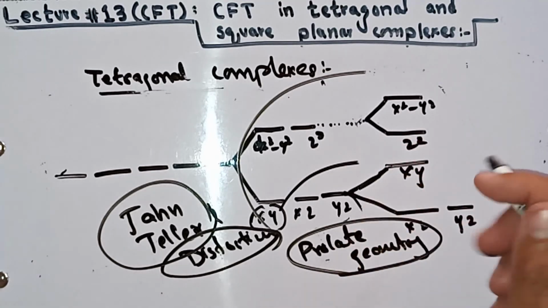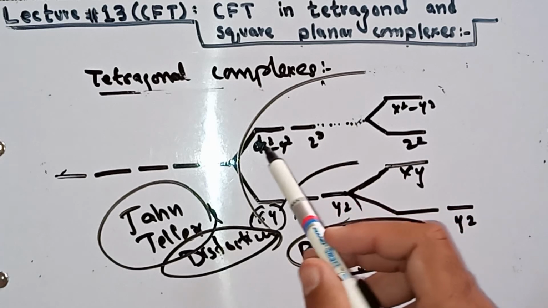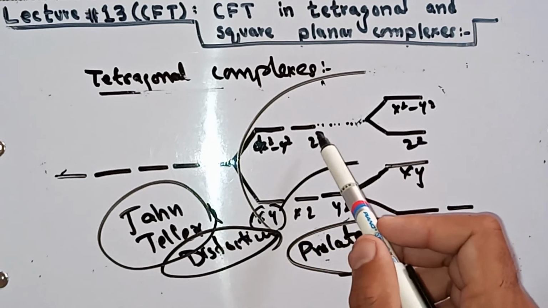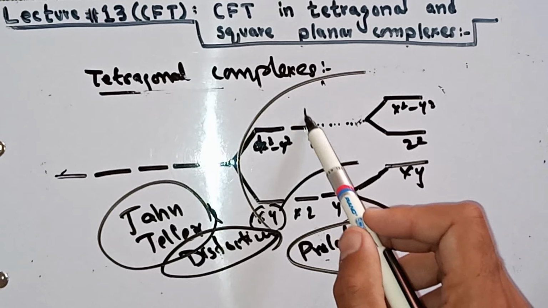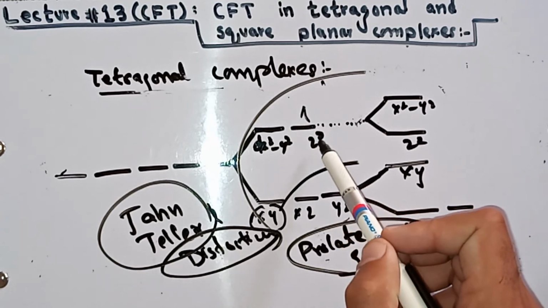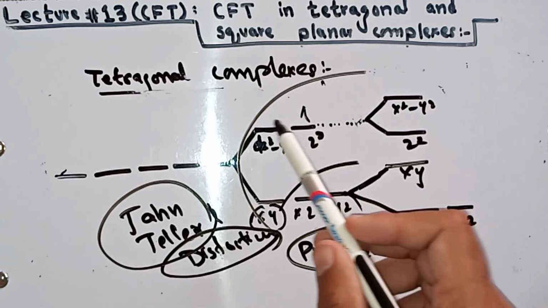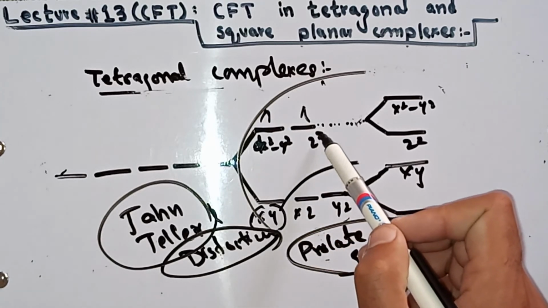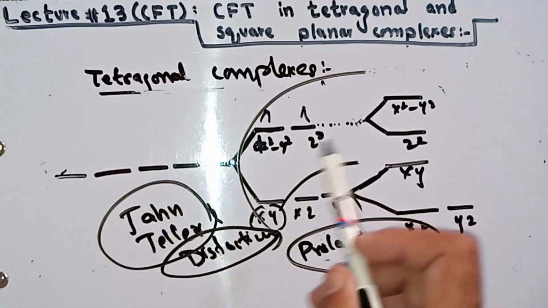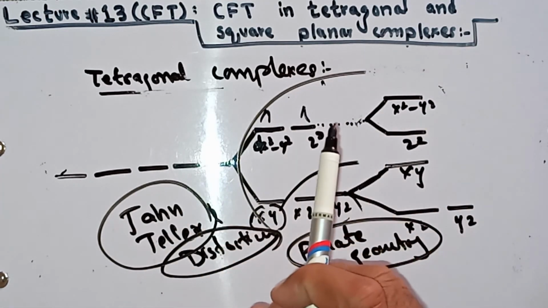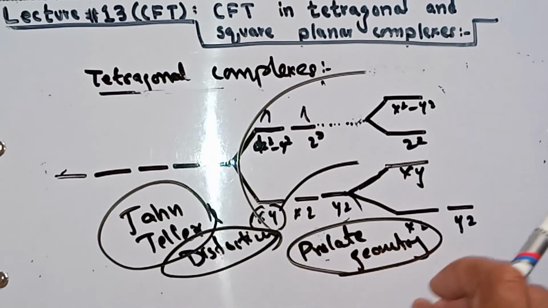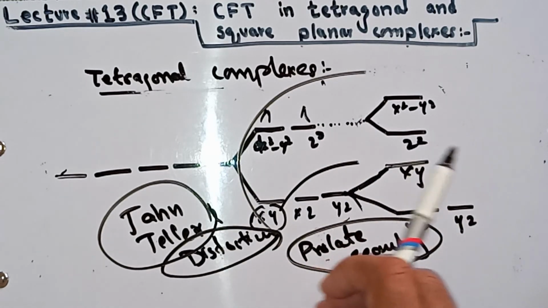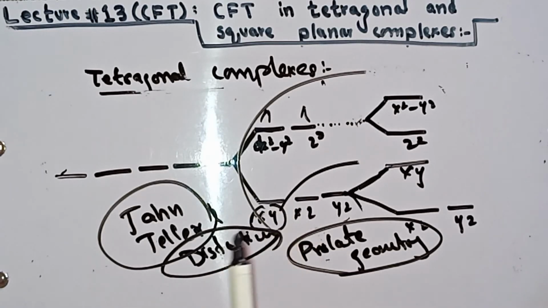Jahn-Teller distortion also depends upon the number of electrons in dx square minus y square and dz square. If one electron is present in z square, then what will happen? If an electron is present in dx square minus y square while dz square is absent, what will happen? Different cases arise. So Jahn-Teller distortion will tell us about all these things. After that lecture we will discuss Jahn-Teller in detail. Okay, let's proceed with the topic.